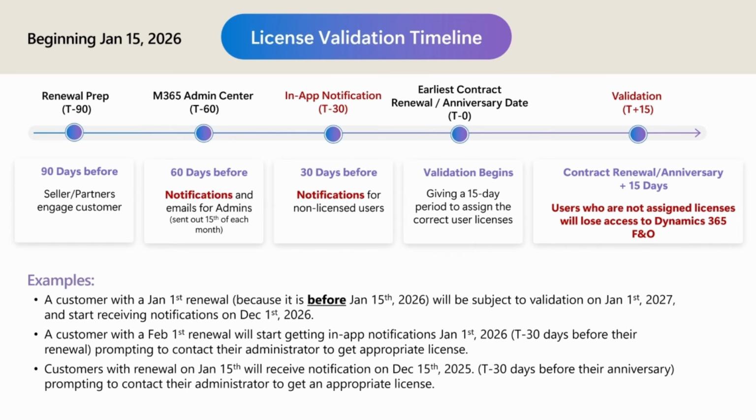For a customer who has a renewal on February 1st, 2026, they will start getting in-app notifications 30 days before, which is January 1st, 2026. If there is a customer whose renewal is right on January 15th, 2026, these validations will kick off January 15th, 2026 at 12 a.m. Pacific time. So they will start getting notifications from December 15th, 2025.